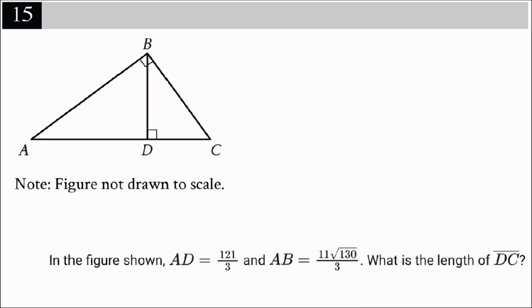In the figure shown, AD is equal to 121 over 3 and AB is 11 root 130 over 3. What is the length of DC? To find DC, we're going to need similar triangles.